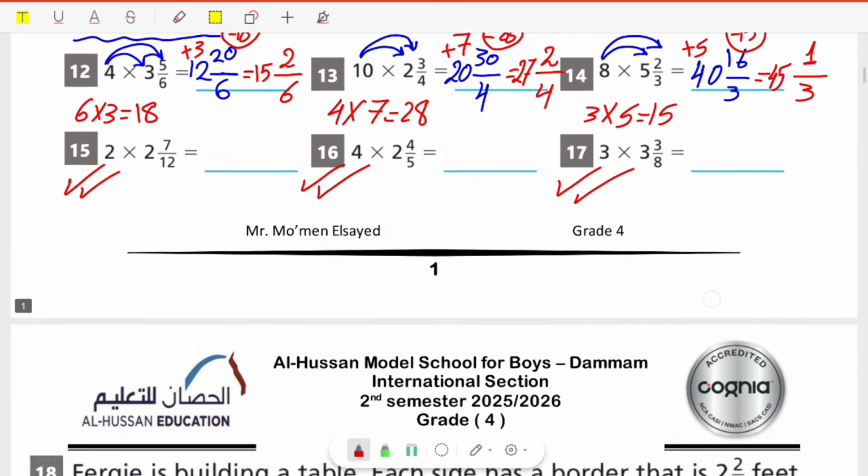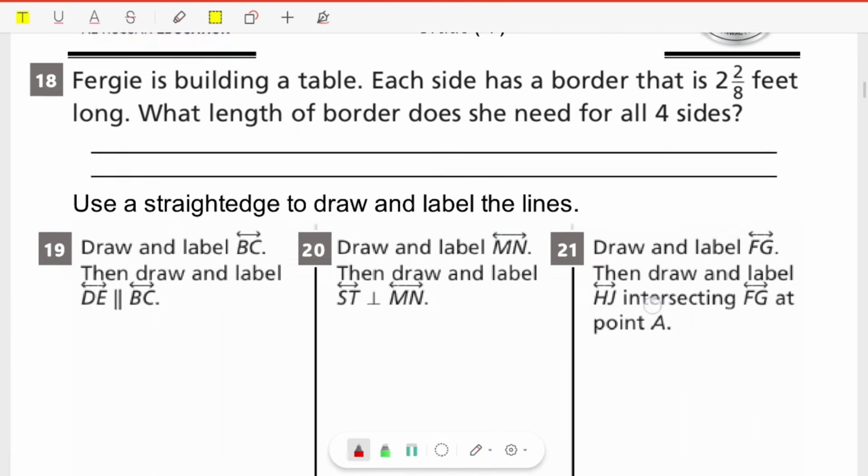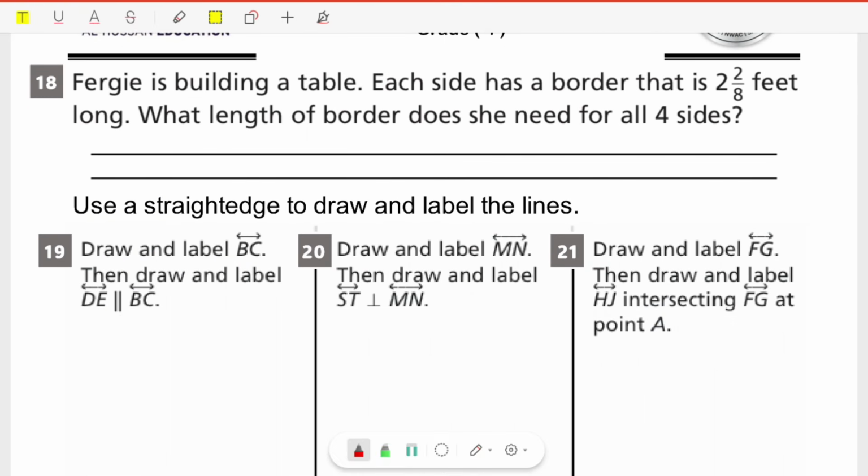Now let's go to page 2. So let's read this. Fergie is building a table. Each side has a border that is 2 2/8 feet long. What length of border does she need for all 4 sides? Okay, so we need to multiply now the 4 sides, or 4 times 2 and 2 over 8.